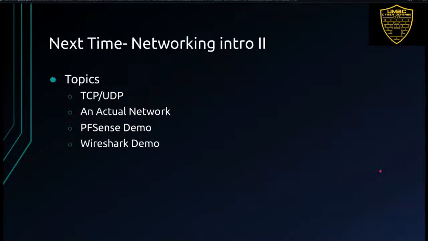Cool. And wow, that was shorter than I thought. So yeah, that's networking. Next time we're going to be going over TCP and UDP, as well as looking at an actual network and doing a demo on pfSense and Wireshark.